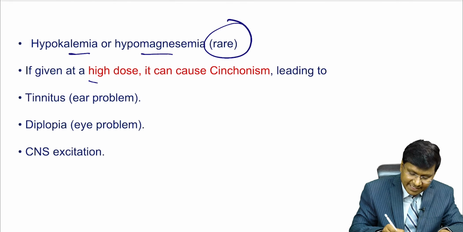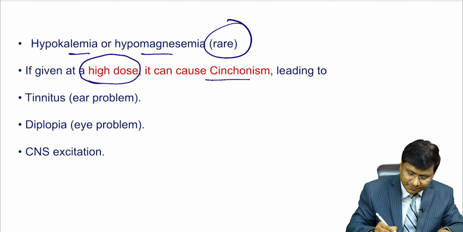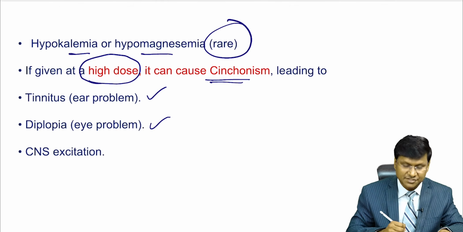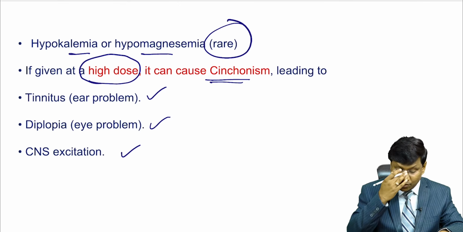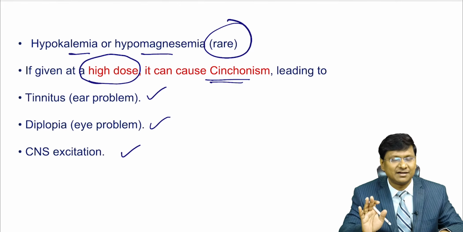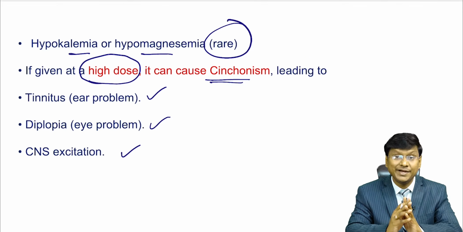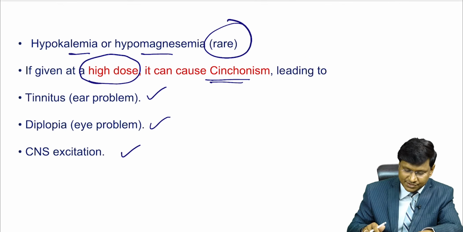And if it is given at higher doses, it can cause cinchonism, which will lead to tinnitus, which is an ear problem, which will lead to diplopia, which is an eye problem, and this will also cause the excitation of the central nervous system, right? So this is about the Quinidine and as well as its adverse effects.